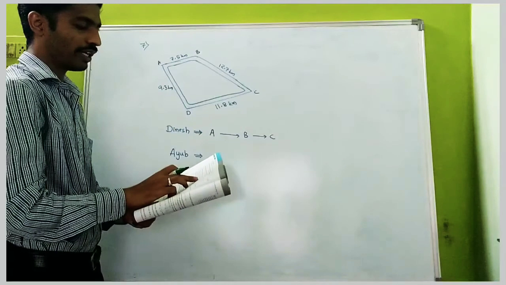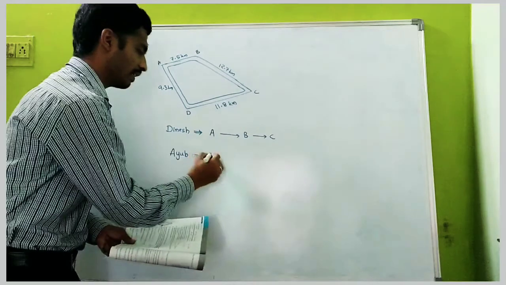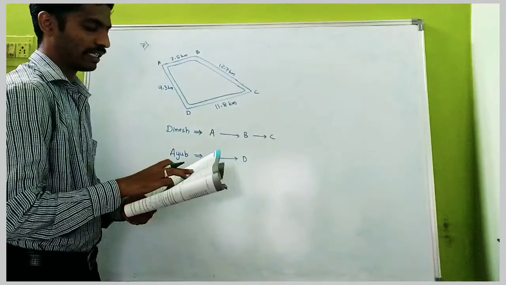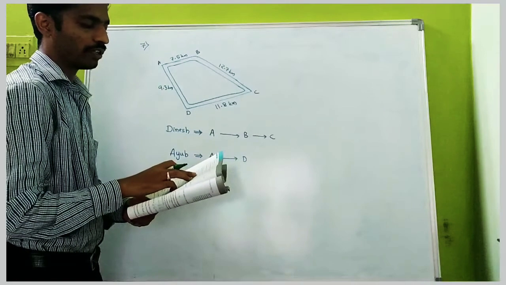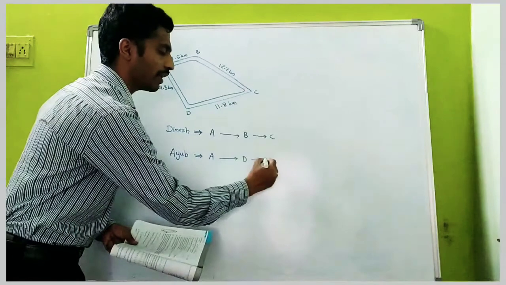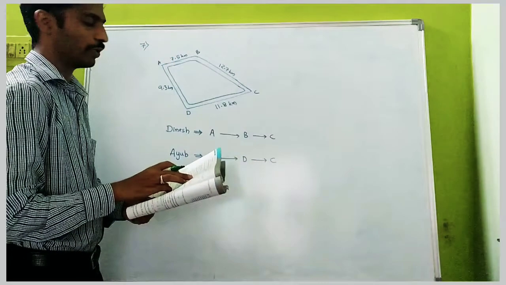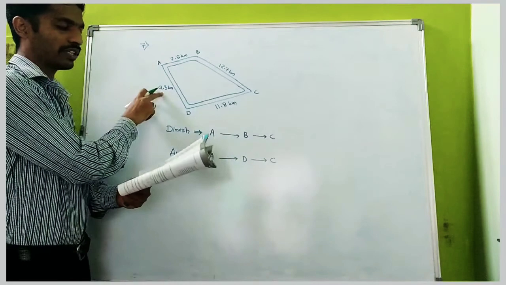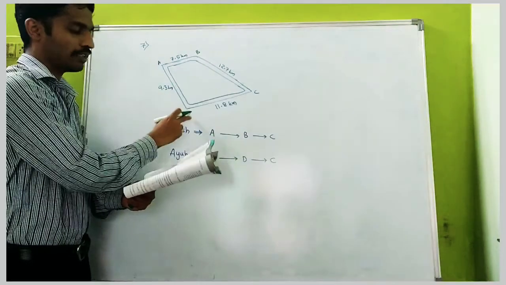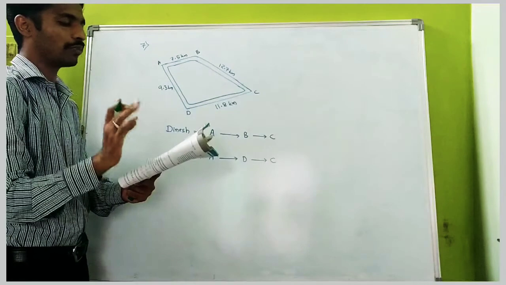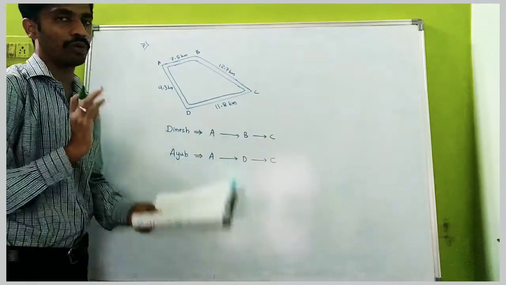Ayub went A to place D. Next, from there to place C. So D is 9.3 km from A, so it is 9.3 km. And C is 11.8 km from D. Who traveled more and by how much?